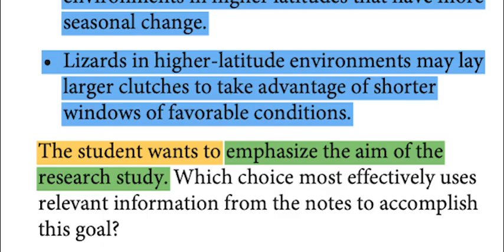They always start with the same line. While researching a topic, a student has taken the following notes. Next, you're given 3 to 6 bullet points of student notes. Then the student wants to, and finally, the prompt, shown in green. These 7 words are what you need to pay attention to.